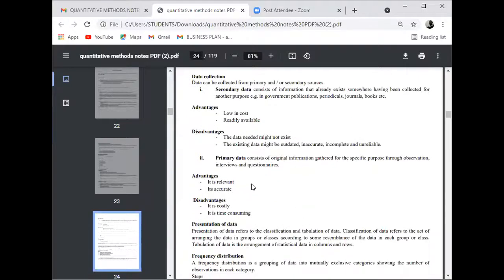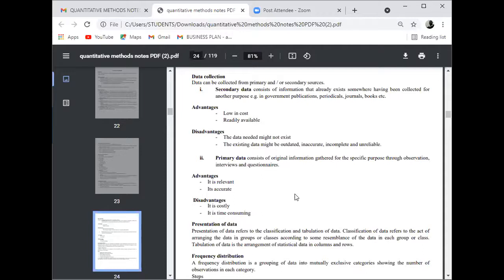I would like to start with primary data. Primary data is data that is gathered or collected for the first time, and we normally call it original data. If you are a student and you are getting data from the primary source, it simply means that you are collecting that data yourself. You are the first person to collect that particular data. Nobody else has ever collected it, and therefore you cannot get it in books. You can only collect it yourself, and then you analyze it yourself.